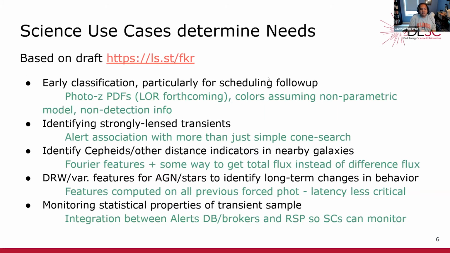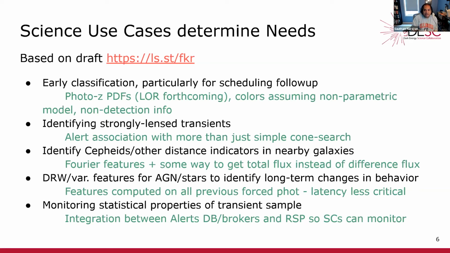And so I'll just change colors, and I'm actually going off of Eric's draft features that he put up on Google Sheets. So for a lot of things like early classification, you really care about things like having a photo-z probability distribution function. And so Alex Miles, who's on this call, and I will be working on a letter of recommendation addressing Melissa Graham and Leanne's call for these photo-z methods. And we're also interested in making sure that we have things like colors, assuming some kind of non-parametric model, as well as non-detection info for any alerts.